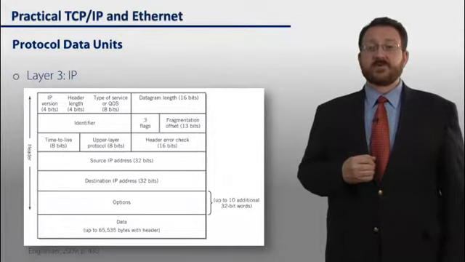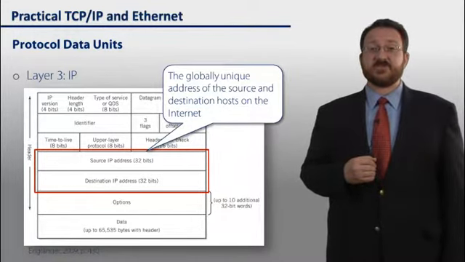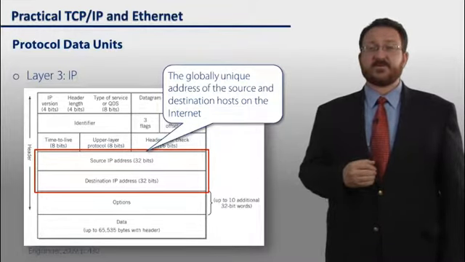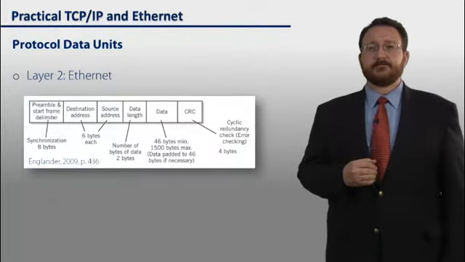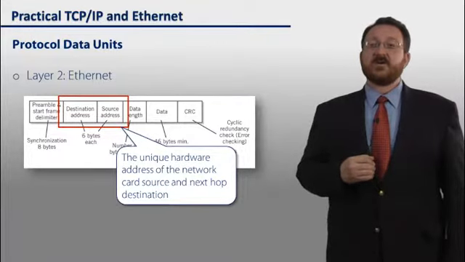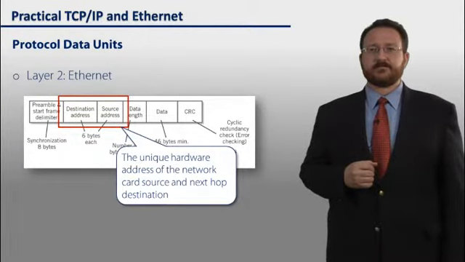At layer 3, we also have various portions of an address. In particular, we have the source and destination IP address, each of which is 32 bits. This is globally unique so that a particular packet can reach a particular computer system on the internet. At layer 2, again, we have more bits. The ones we're interested in here are the source and destination address, each of which is 48 bits. This is a unique hardware address called the MAC address, the Media Access Control address. And this is for transmission on a single network, the next hop destination on the network.